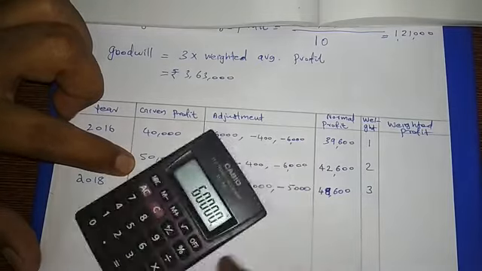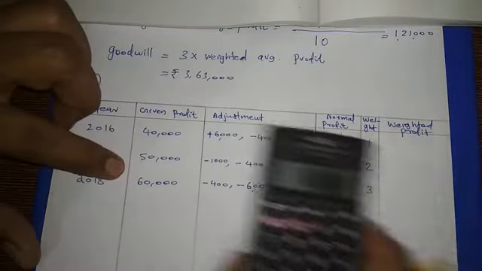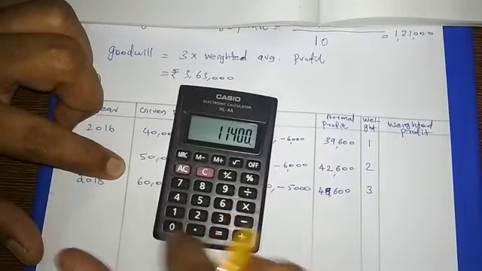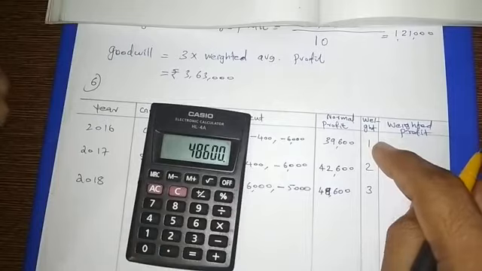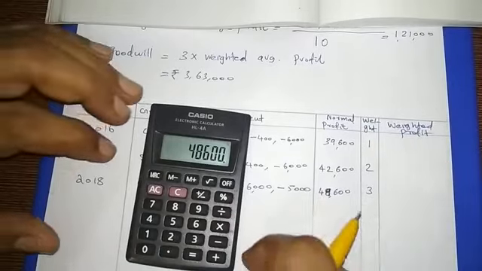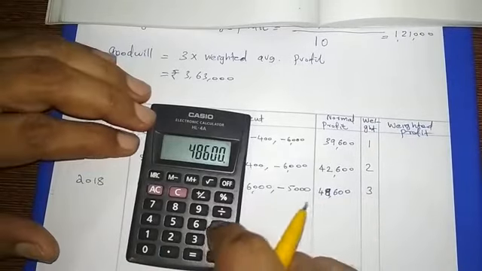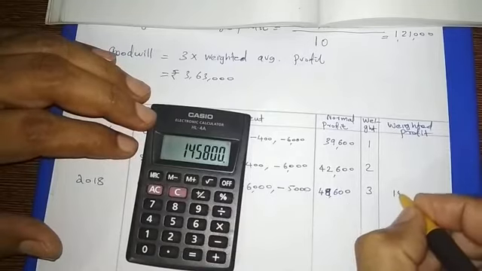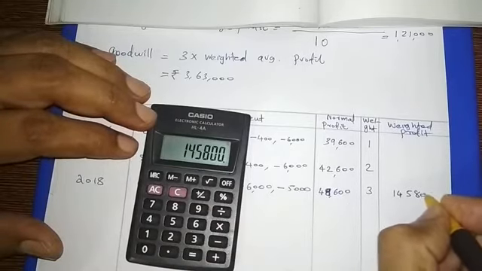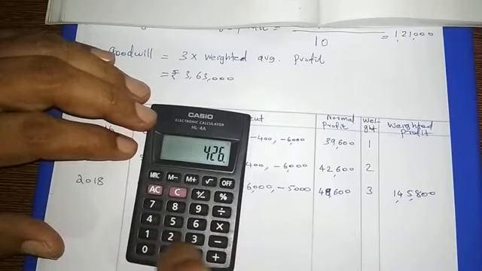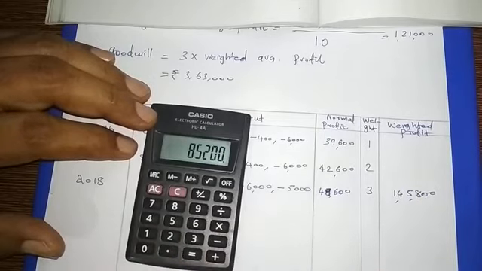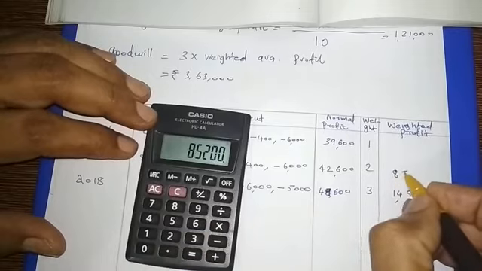60,000 minus 11,400. 48,600 is coming. Now the weight which is given in the question I have written there. Then 48,600 into 3, it is 1,45,800. Then 42,600 into 2, 85,000.